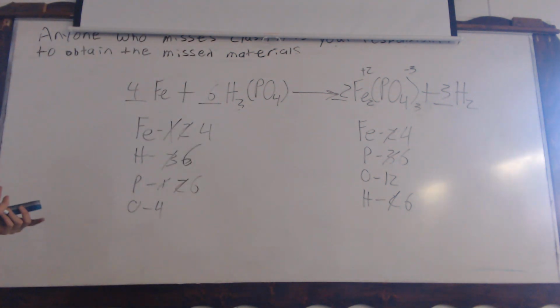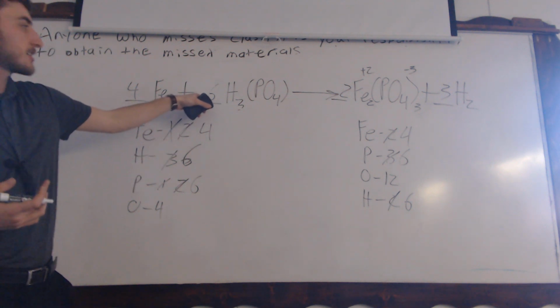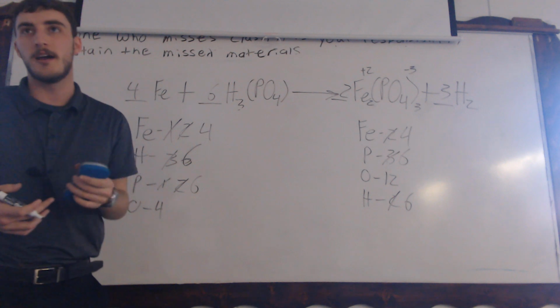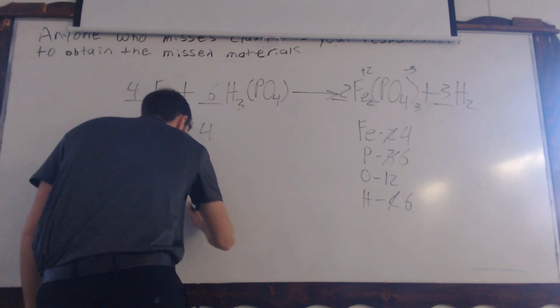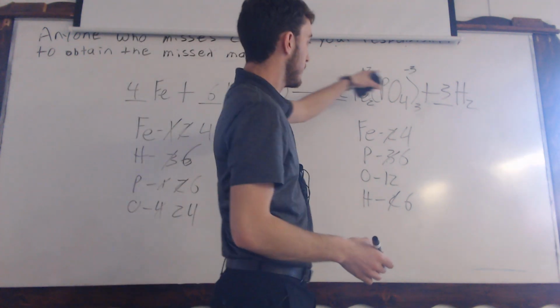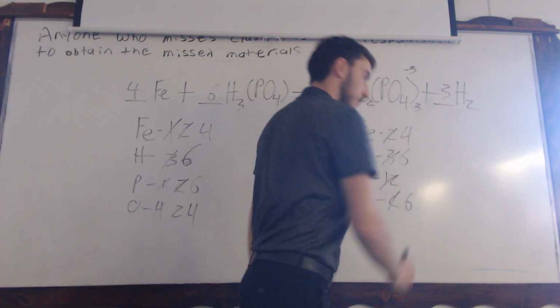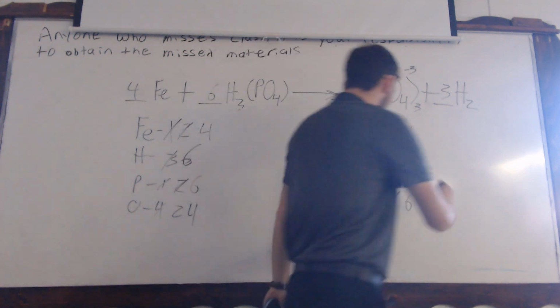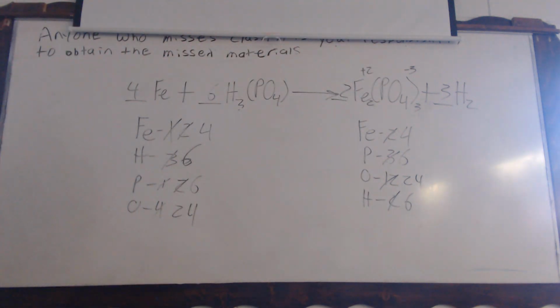Now I got to get my oxygen to equal. We got 6 oxygen over here. 6 times 4 is what? 24. Hey, look at you. Got a brain scientist. 24. 2 times 3 times 4. 24. We are balanced. It's a process of elimination.